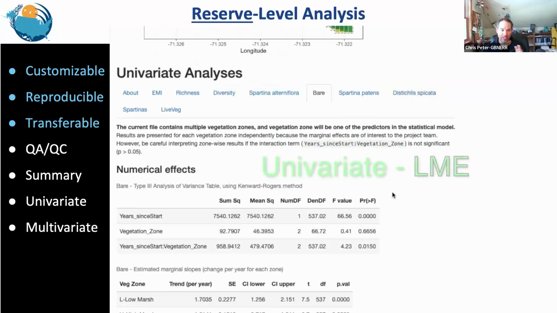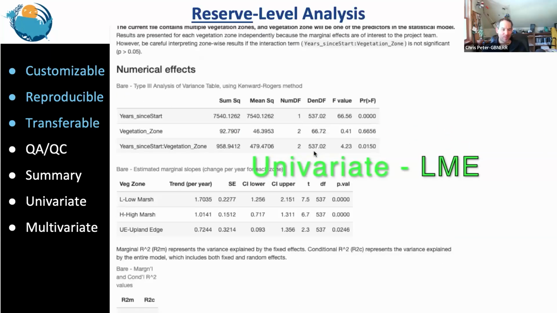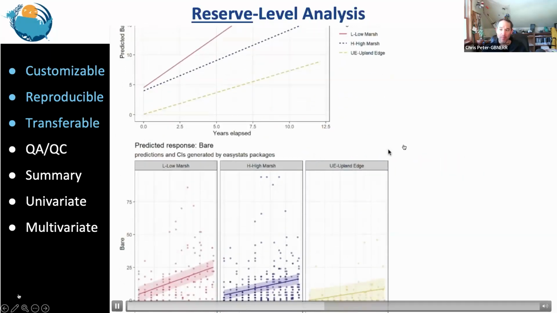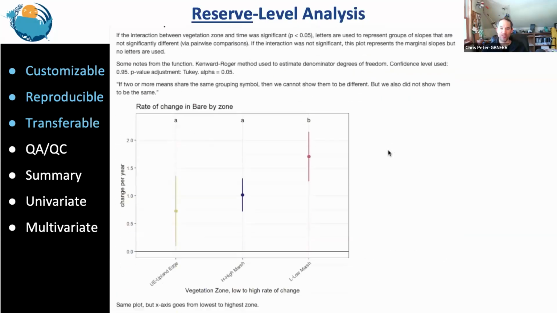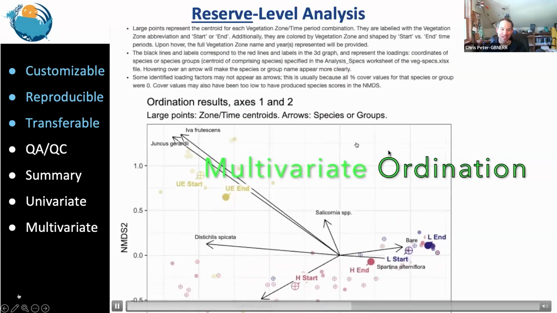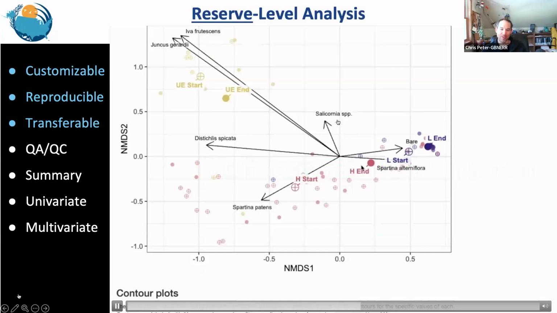Again, this will be way faster than I can talk. We also have univariate analyses here, linear mixed effects models, looking at time across zone and the interaction, using post hoc tests. Sorry, your brain's probably spinning here, trying to keep up. We do a lot of multivariate community ordination.